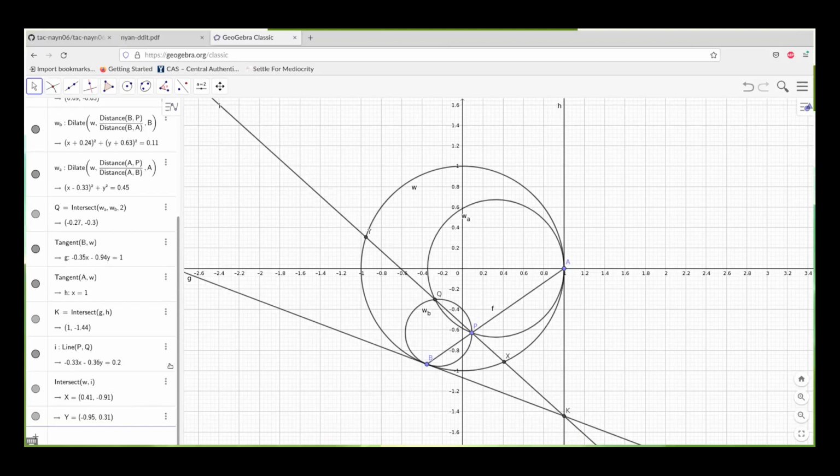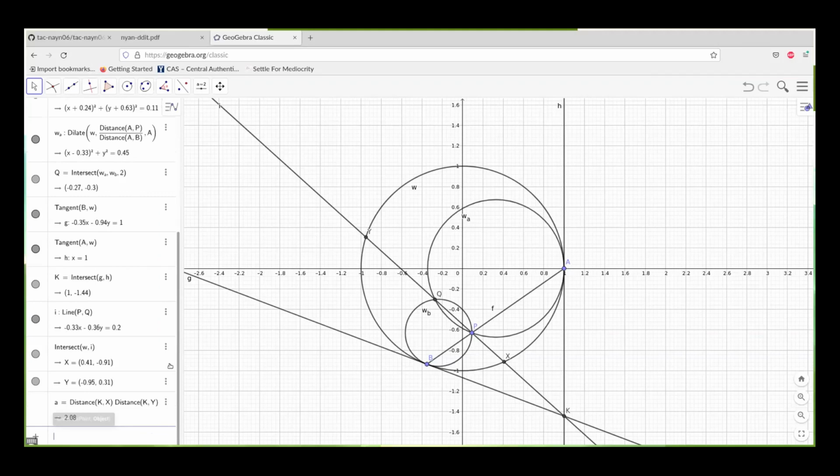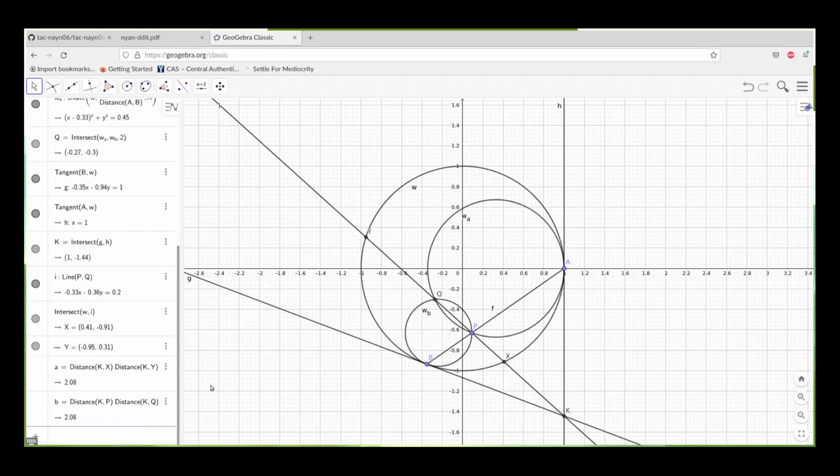But anyway, the claim here is that if we use power of a point, then KP times KQ is equal to KX times KY because of power of a point. And to actually make progress in the problem, if you have a keen eye, you can notice that Q is the midpoint of XY. But this is actually another famous lemma.